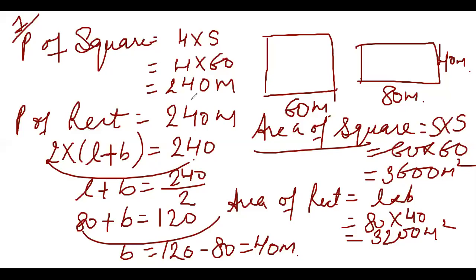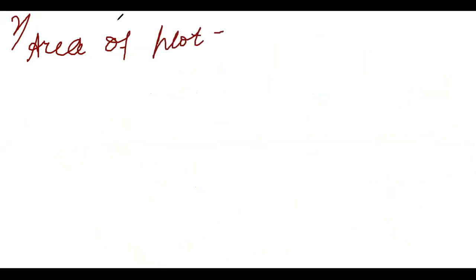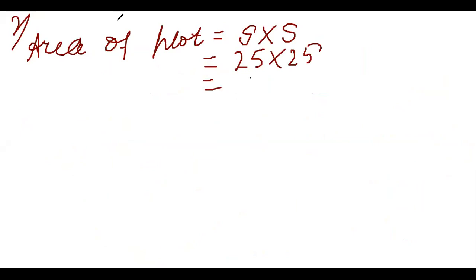How to find out area of plot? Plot is given here, a square. Then area of plot is equal to side multiply side. Side multiply side, it's 25 multiply 25, 625 meters square.